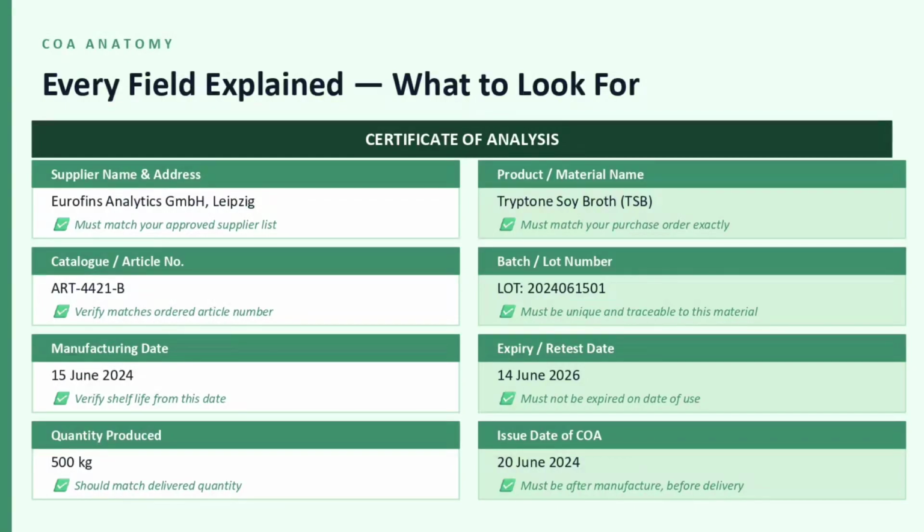The manufacturing date gives you the starting point for calculating shelf life. Check this against the expiry date to confirm the material has not been sitting in the supplier's warehouse for an unexpectedly long time before shipping. The expiry or retest date: check that the material will not expire before you have finished using it. Your process timeline must fall within the valid shelf life. Quantity produced should align with the quantity delivered. Large discrepancies warrant investigation. And the issue date of the COA must be after the manufacturing date and after all testing is completed. A COA dated before the testing was finished is a data integrity issue.